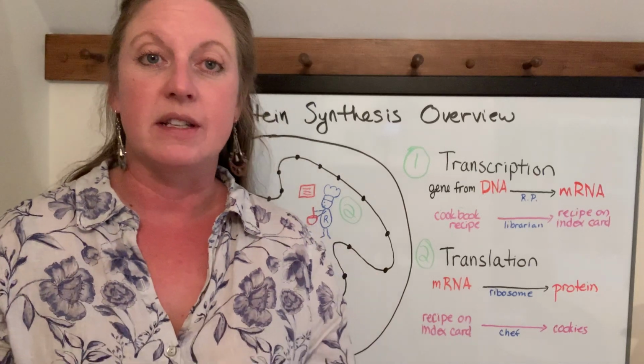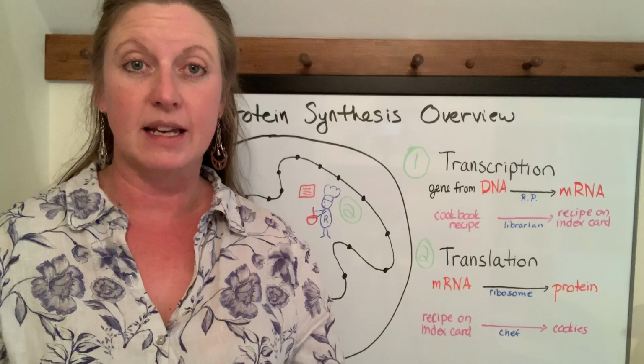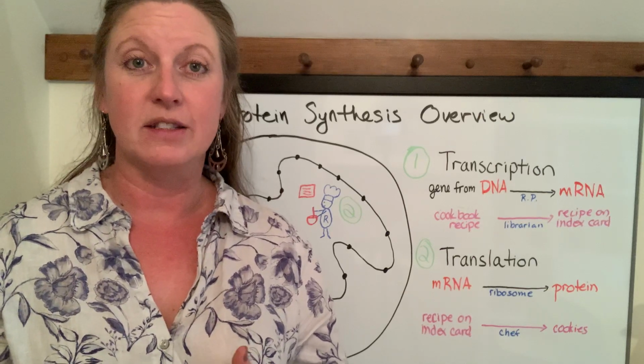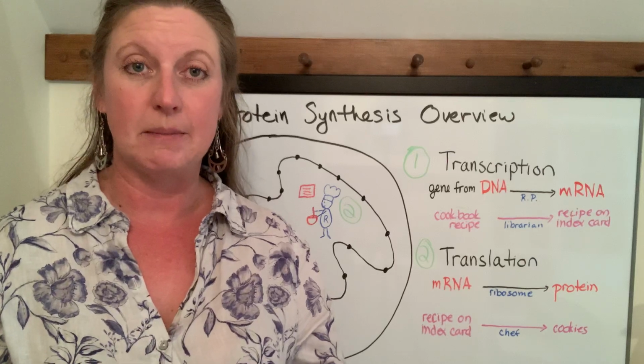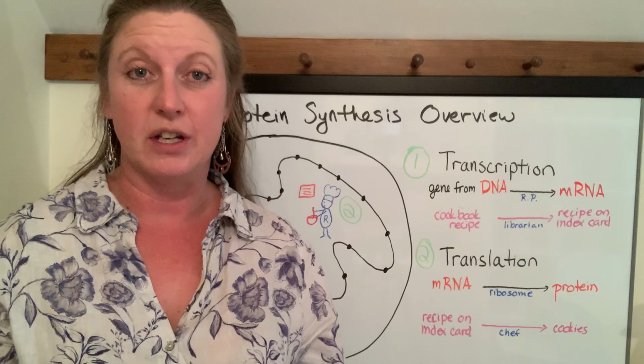The story of protein synthesis takes place in two chapters. The first is called transcription, and the second is called translation. Each takes place in a different part of the cell and is controlled by a different enzyme. Now, to understand protein synthesis, it's helpful to use an analogy at first.